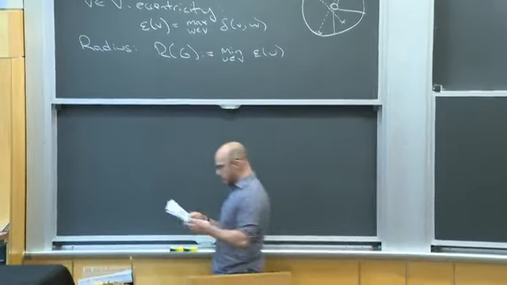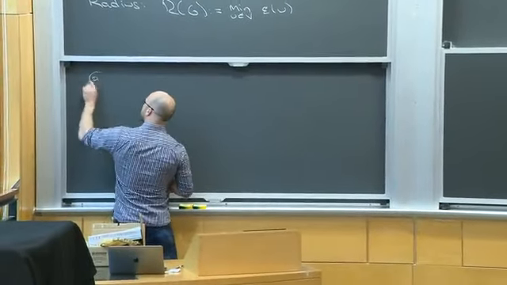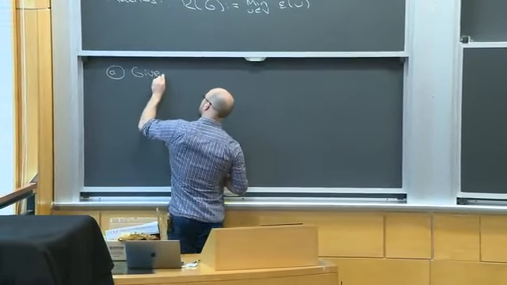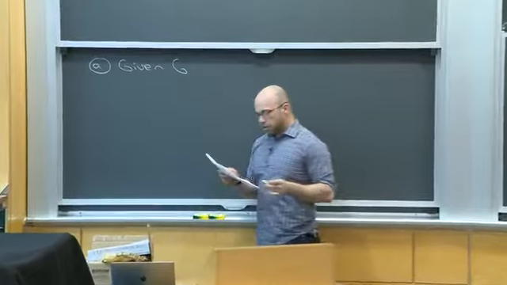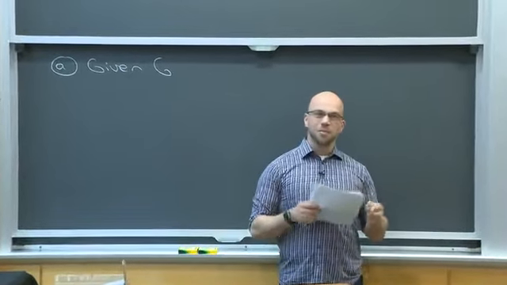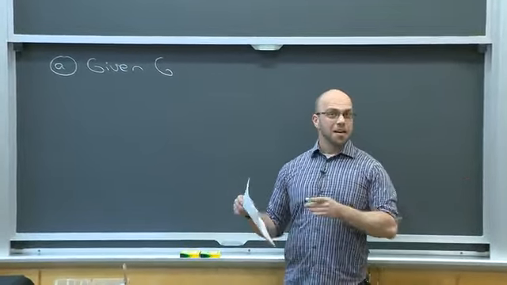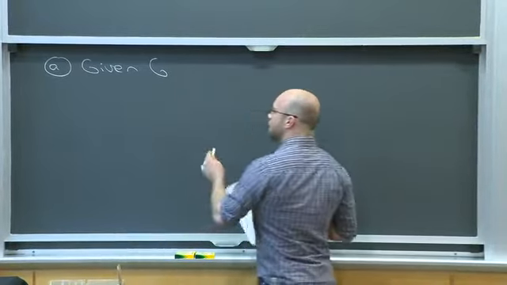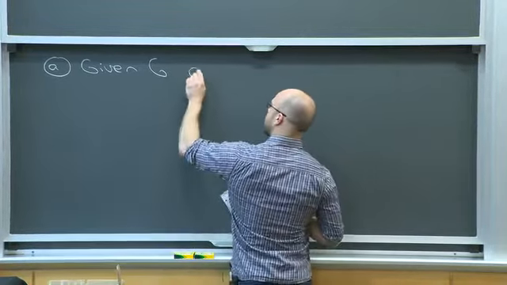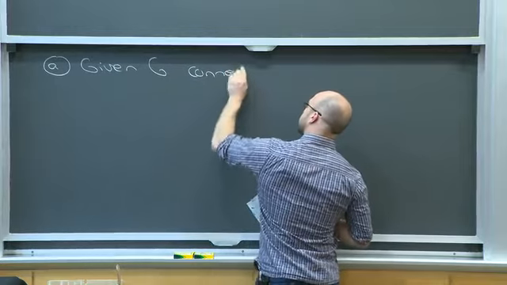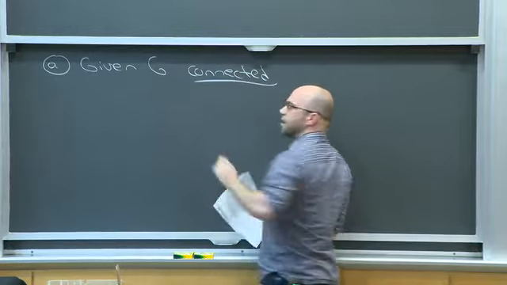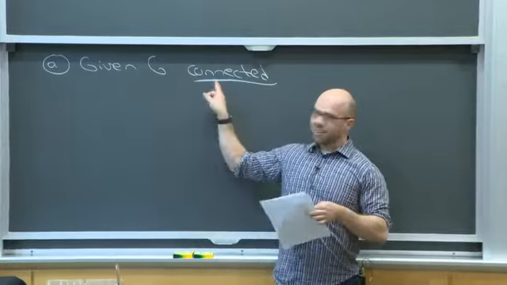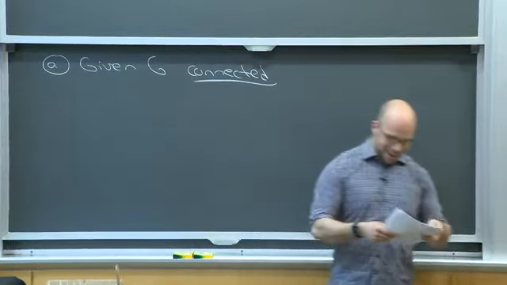OK, so in part A, we're given G. And moreover, we're given one additional piece of information, which we actually do need in this problem. I think it's one of those words that kind of slips past us when we read graph theory problems, but it's important to pay attention, of course. And that is, we're given G, and it's connected. I suppose really it should be given connected G, but that's OK.